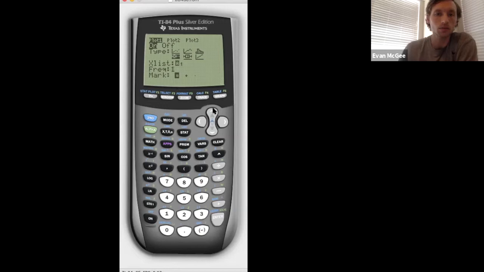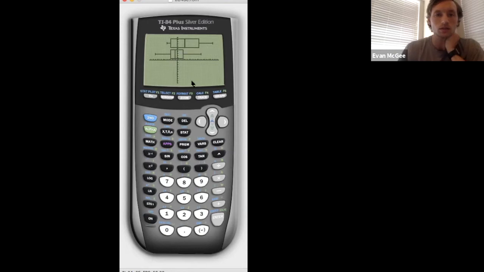Let's go up here and I'll turn my second stat plot on. So over here and hit enter. I'll turn this one on and I'll put list 2. Select the box plot and show list 2 here so I can see them both on the same screen. And then I'll hit zoom 9. And there are my 2 box plots.